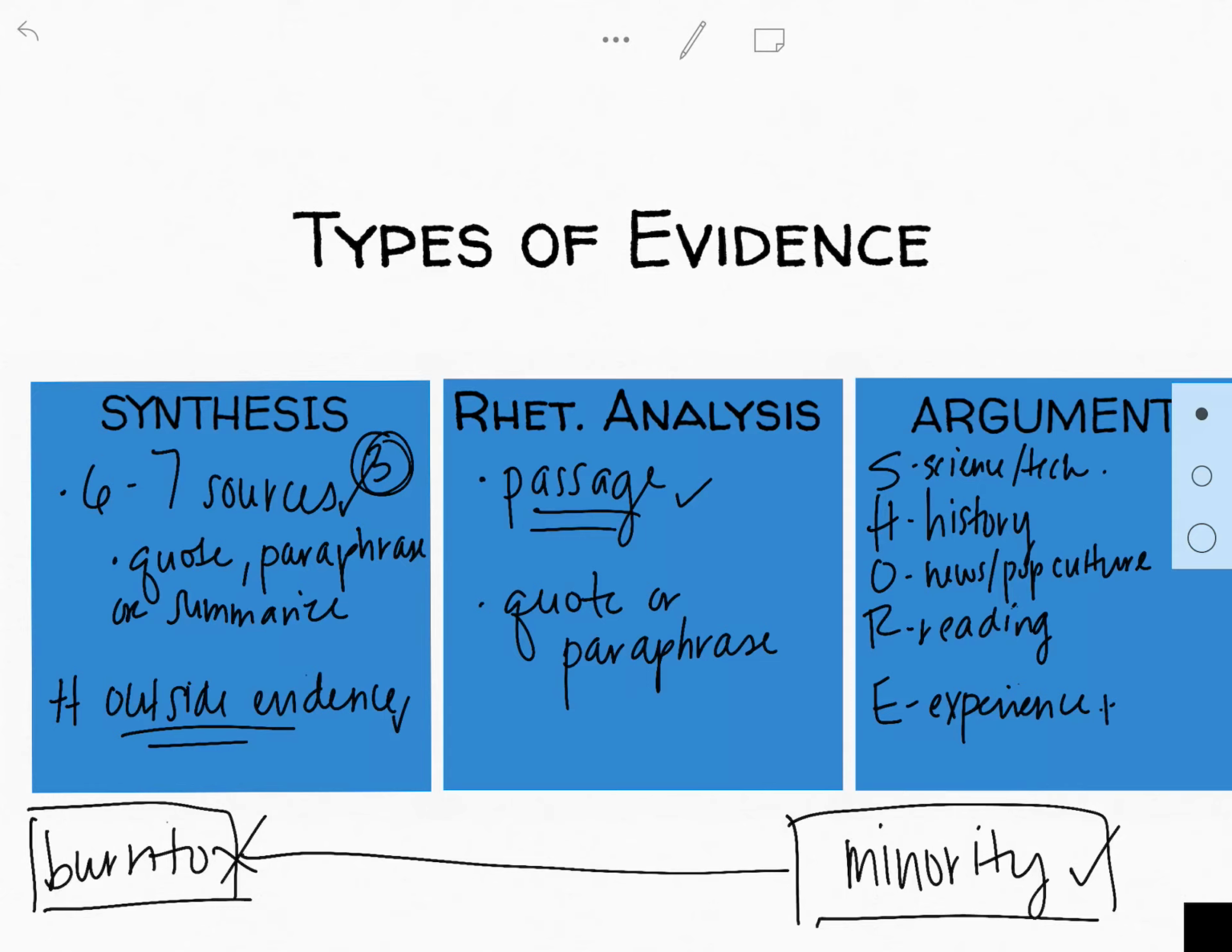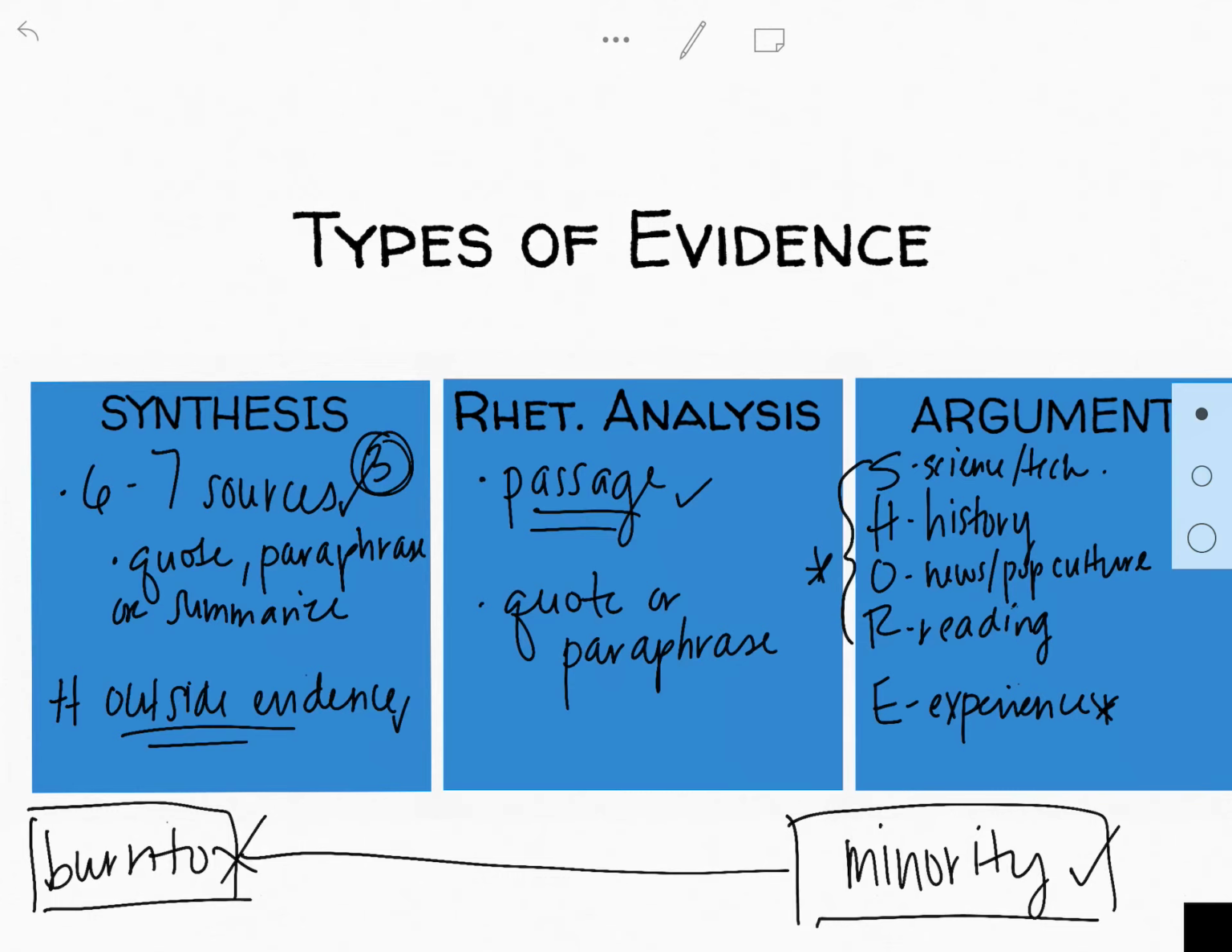So I'm going to put a little asterisk next to experience at the bottom here, because if you have to use it, of course, you can use it. But I would say these, the SHOR of the acronym, are going to create a more successful, higher scoring essay.